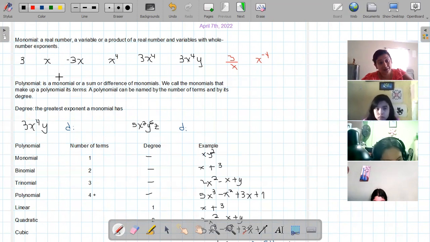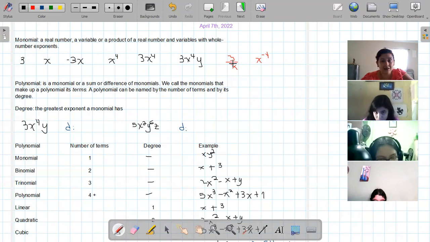The variable x is a monomial. The product between number -3 and x, so -3x, that is a product. I mean, that is a monomial. X to the 4th power, that is a monomial. So a number with a variable that has exponents, that is also a monomial. A number with a variable with exponents with another variable that has another different exponent, that is also a monomial. Now, if we have 3 over x, that is not a monomial. It has to be variables with whole number exponents.